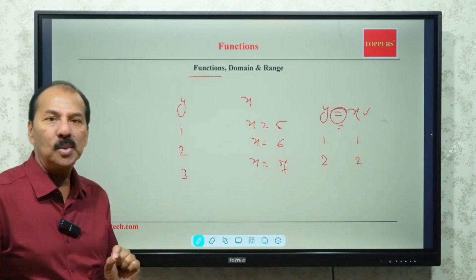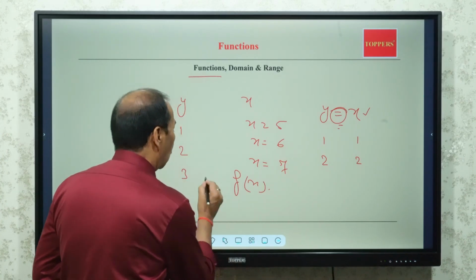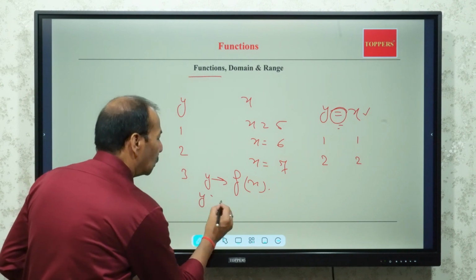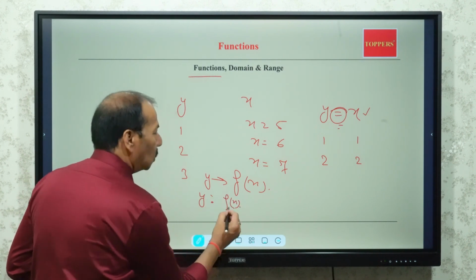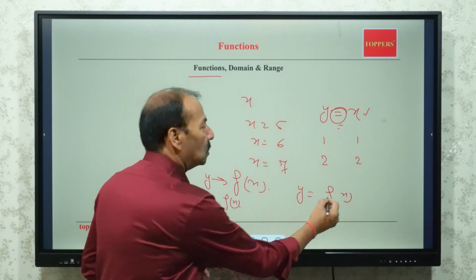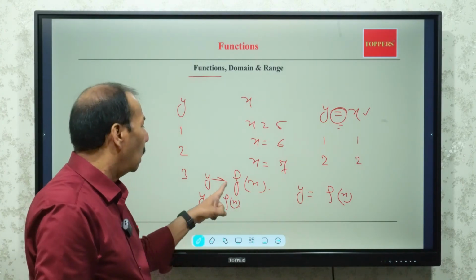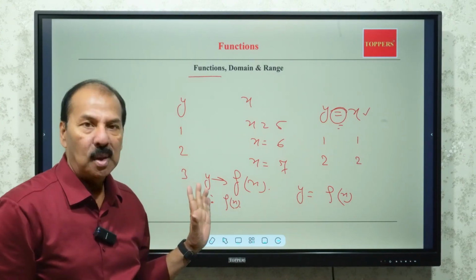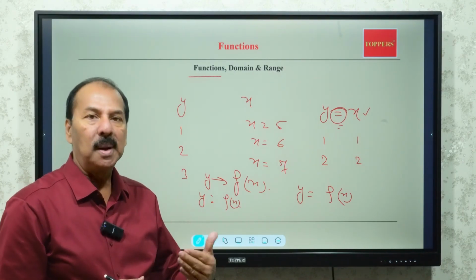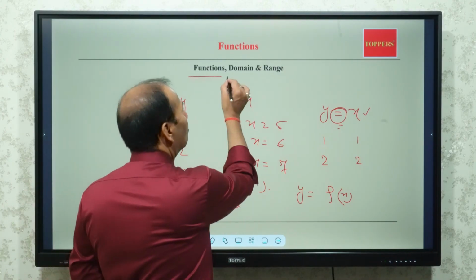Here the word function is used. Its first letter is f, so we will call it function of x, and it can be represented as y is a function of x. Or we can also write y is equal to f of x. These are the various ways that we can represent it. y is a function of x means y is depending on x. So that gives you the concept of function. Now, the second term is domain.